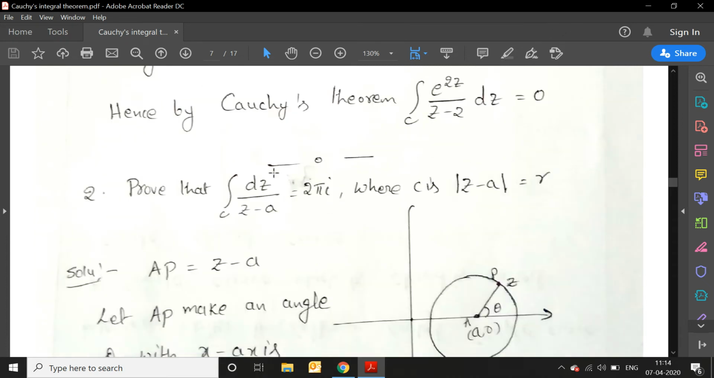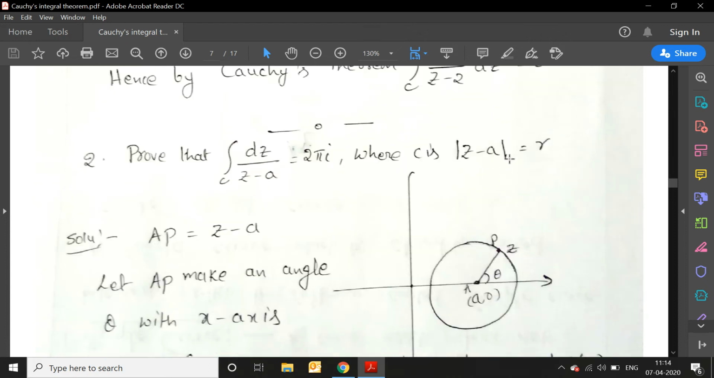Next one, prove that integral C dz by z minus a equals 2 pi i, where C is modulus of z minus a equal to r. Here the center is at a and the radius is r for the given circle. So how to find the center? z is equal to a, x plus iy is equal to a, so x coordinate is a, y coordinate is 0. So I identify the point on the x-axis, a comma 0, and the radius is r. So I take r units and draw the circle with center at a comma 0.